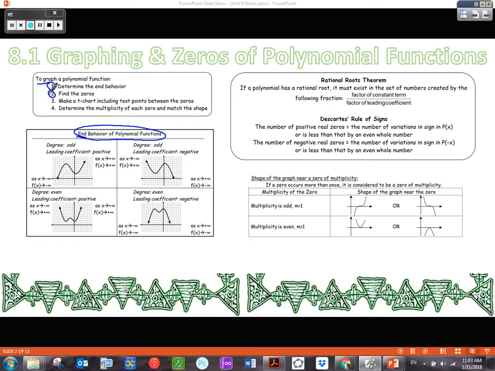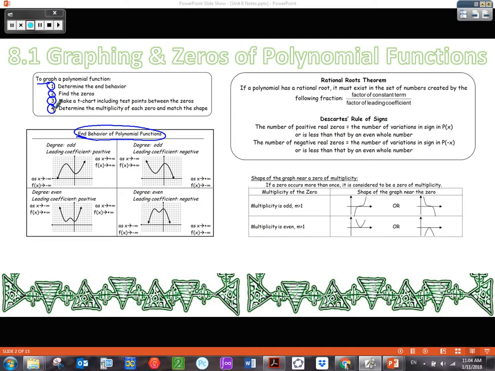So what we're doing here is we want to know what's happening between zeros. We want an estimate of how high or low the graph goes between the zeros, and we'll look at that in an example. And last, we would determine the multiplicity of each zero, and we would match the shape that it's supposed to look like. So let's talk about end behavior.